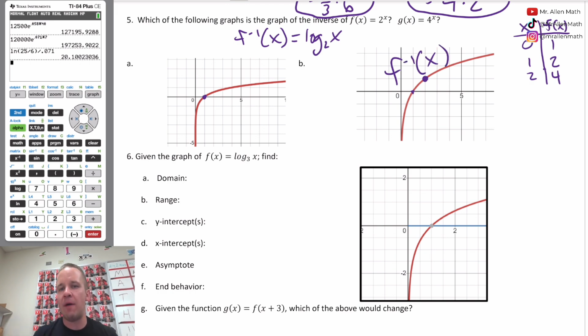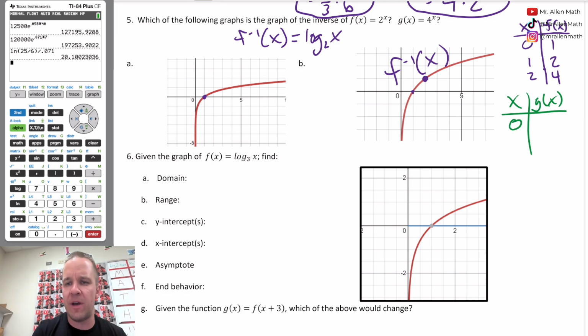Now, obviously, the other one's going to be the g of x, but let's talk about y. So if I have x and we have g of x, the inverse of g of x is going to be log base 4 of x. But again, it's kind of easier to work with the t-chart here. If I'd have 0, I'd get 1. And then if I plug in 1, 4 to the first power is 4. 4 to the second is 16.